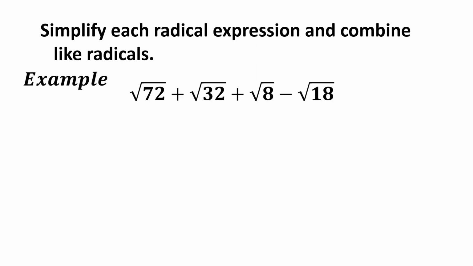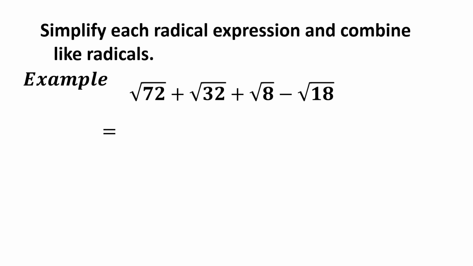Let us have another form of example. Simplify each expression and combine like radicals. Example. The radical expression is the square root of 72, plus the square root of 32, plus the square root of 8, minus the square root of 18. In dealing with this kind of radical terms, you need to simplify them to their lower value. In simplifying each term, you need to factor them.